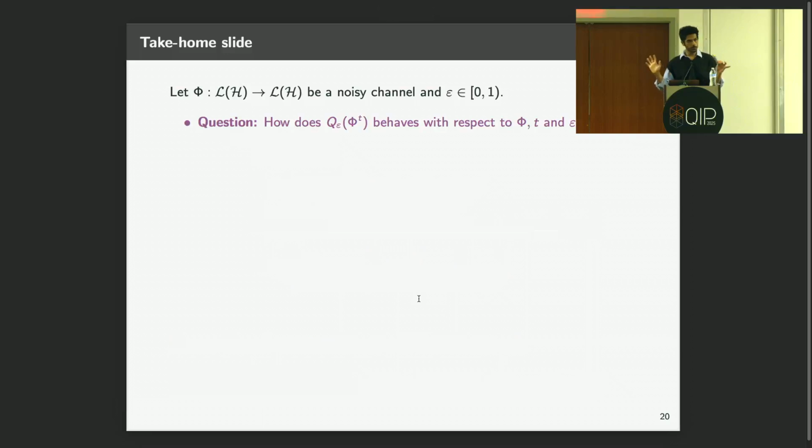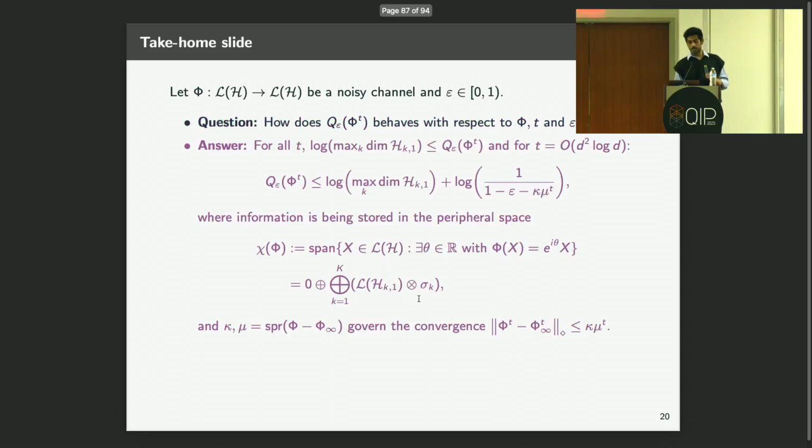Conclusion, this is the take-home slide. Just the summary. You have a noisy channel. We wanted to study how these capacities behave with respect to the noise, time, and epsilon. And the answer is that for all time t, these capacities are lower bounded by the maximum block dimension of the peripheral space. And so the moral is that you store information in this peripheral space. It is kind of shielded from noise.